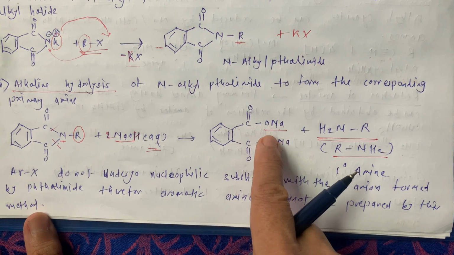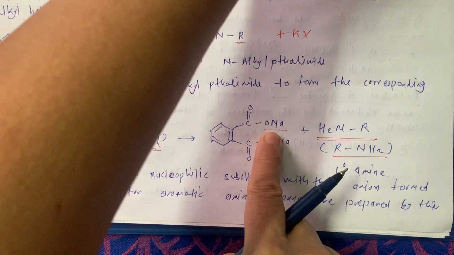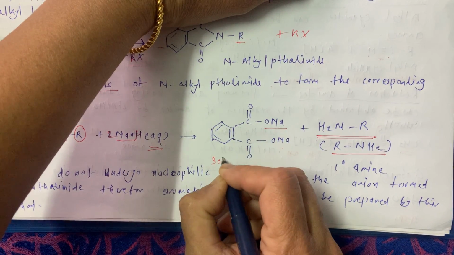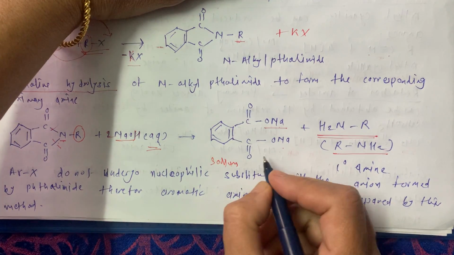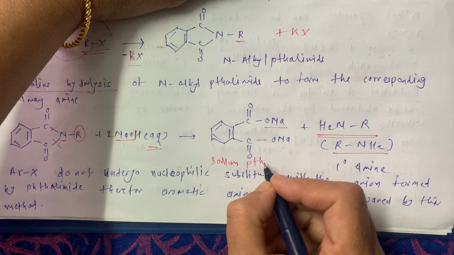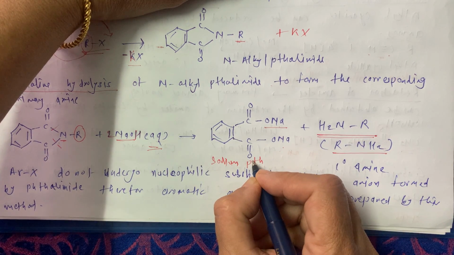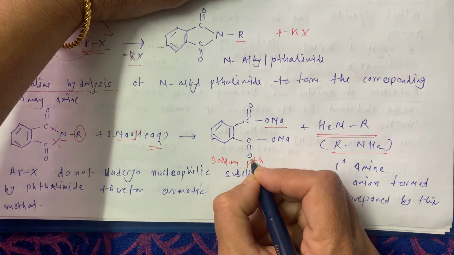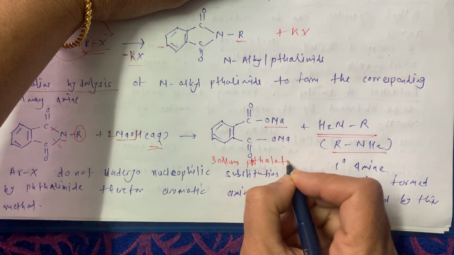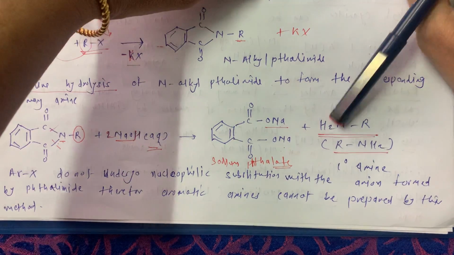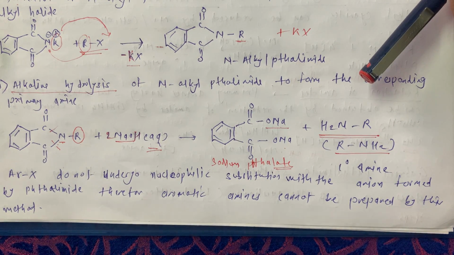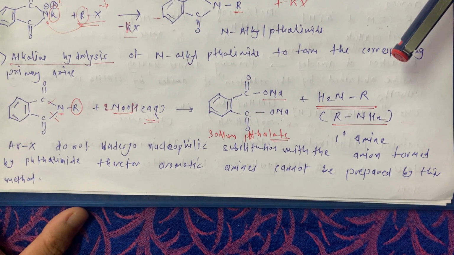This is the formation of ester like this. So this is ending with ATE. So this is our sodium phthalate. Esters are always ending with ATE, sodium phthalate.